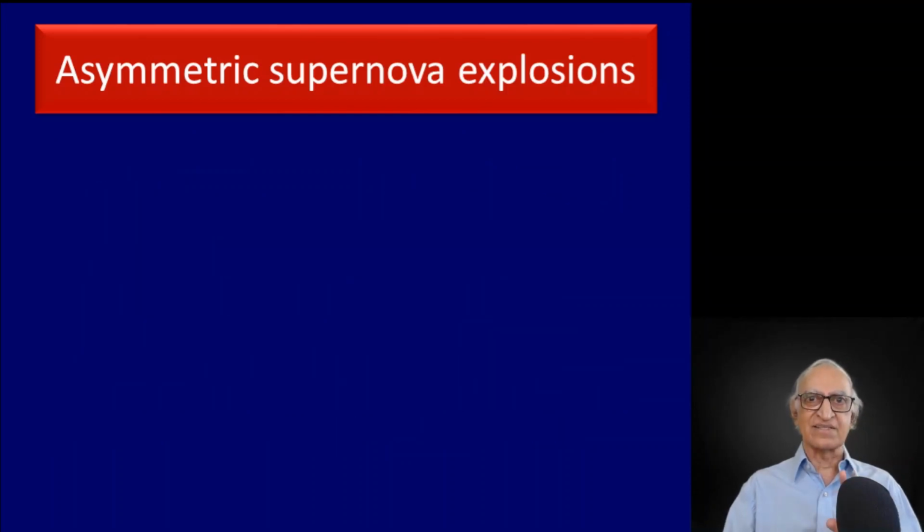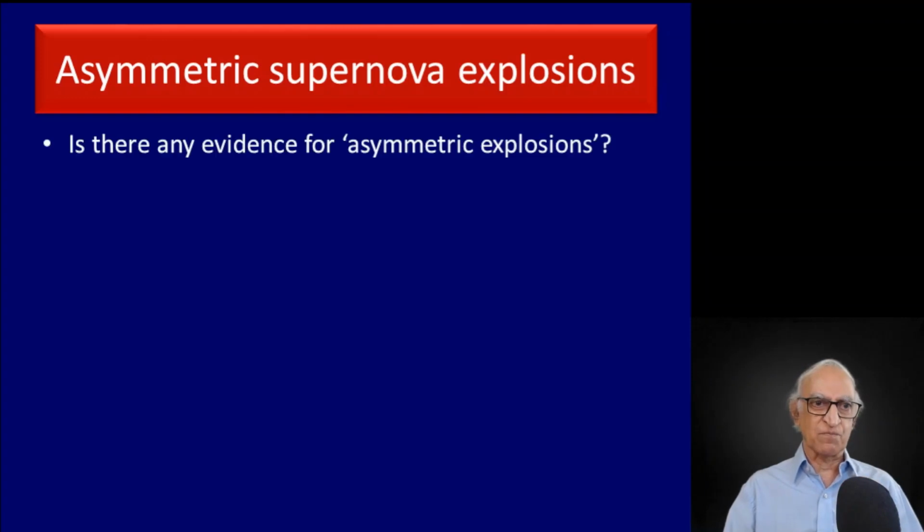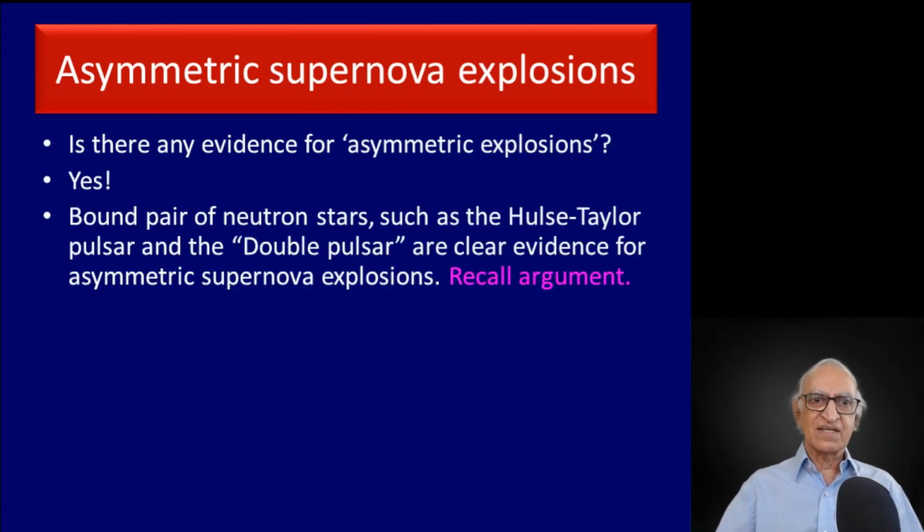But there is a second interesting and exciting astrophysical consequence of an asymmetric supernova explosion. And that is bound neutron star pairs such as the Hulse-Taylor pulsar or the double pulsar. The very fact that two neutron stars were bound is clear evidence for an asymmetric supernova explosion. Why? I explained this in great detail when we discussed binary evolution, but let me very briefly recall for you what I said then.